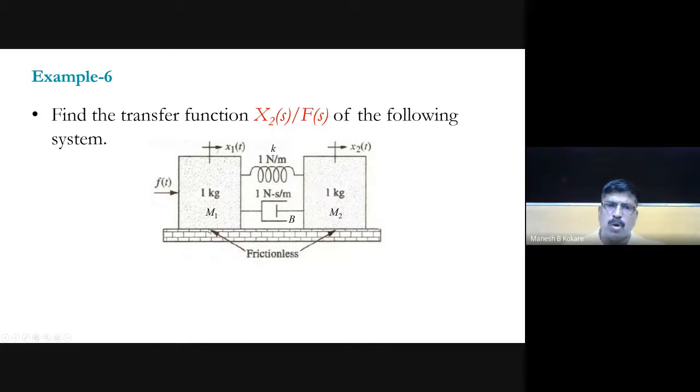Surface, so there will not be any friction between M1 and the ground, as well as M2 and the ground, so you don't have to consider that. That is what has been mentioned. And then there is a spring between mass 1 and mass 2. Also there is a dashpot having coefficient B between mass 1 and mass 2.